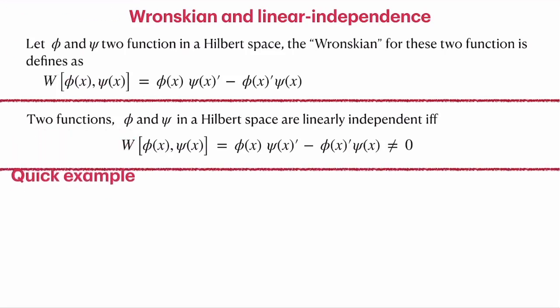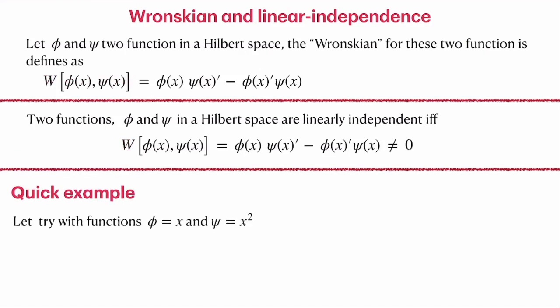Let's look at a quick example. We take the functions, let's say phi is equal to x and psi is equal to x squared. Their Wronskian is basically x times 2x minus 1 times x squared, which is not equal to 0. That means x and x squared are linearly independent.